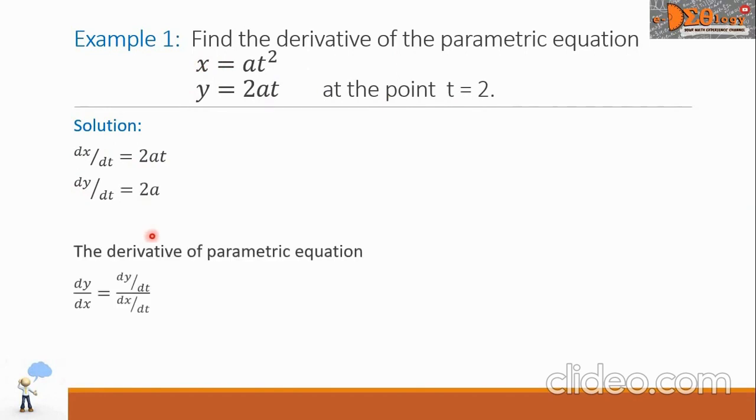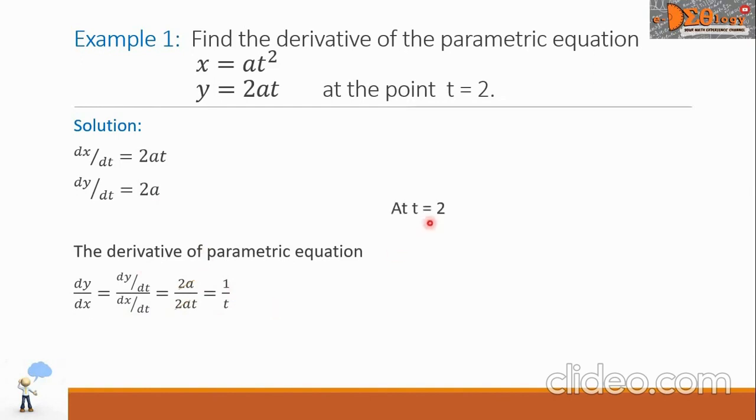Now, the derivative of parametric equation is given here. So we have dy over dt all over dx over dt. Substituting the corresponding values, we have the dy over dt to be this 2a, and the dx over dt is the 2at. We can see that there is a common 2a in the numerator and denominator that we can cancel. So the answer here is simplified into 1 over t.